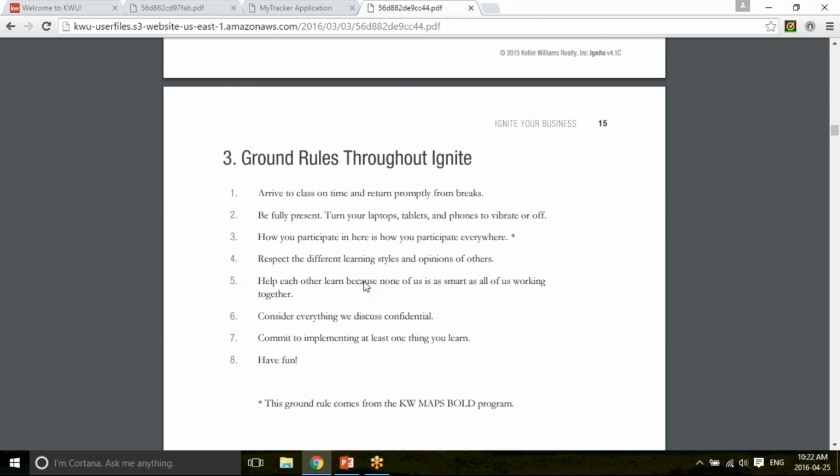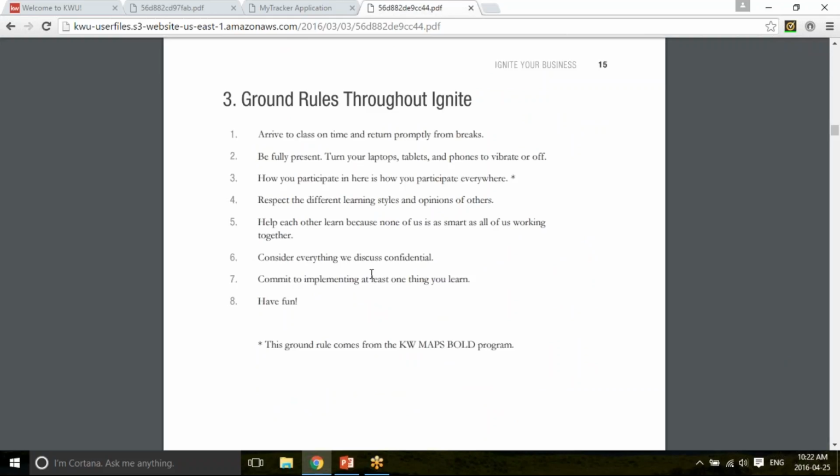I just want to run through sort of what some of the expectations are for the Ignite program. Oh, look, Tammy, you are amazing. So, she can work PC.